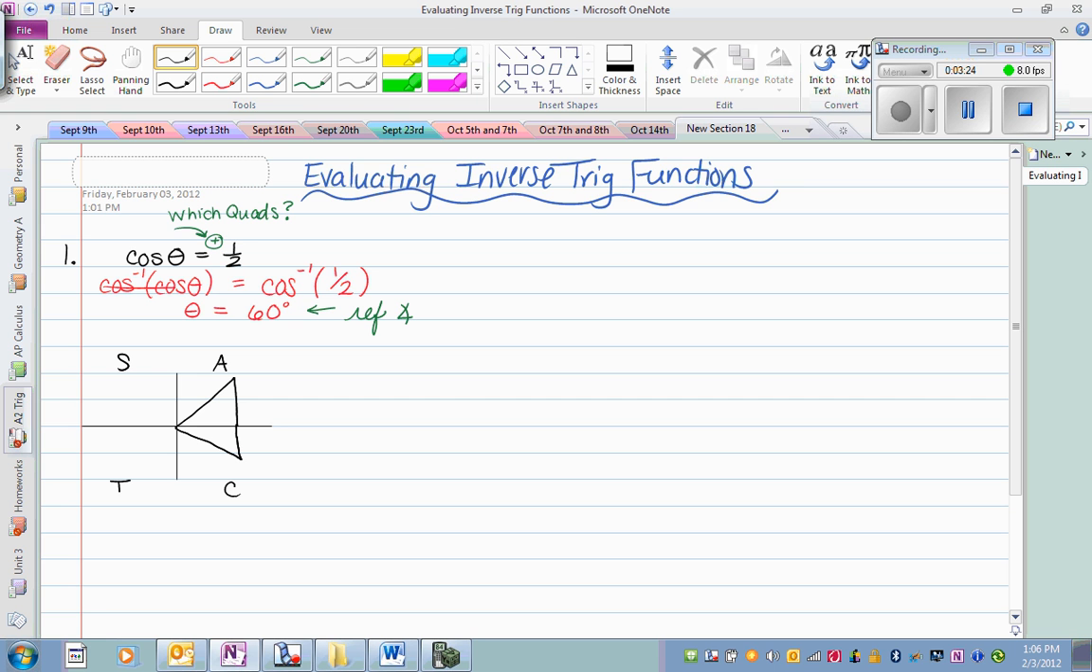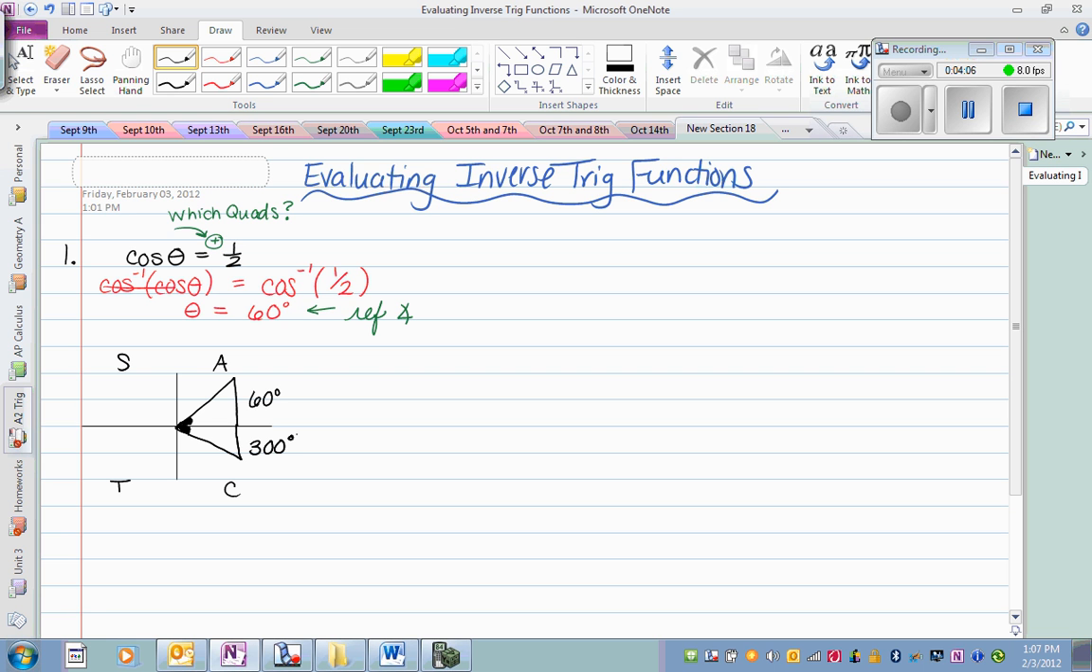Everybody cool so far? So the reference angle, the angle that those triangles make with the x-axis, this angle right here is 60 degrees more than 0. What's 60 more than 0? Surprise! This angle is 60 less than 360. What's 60 less than 360? 300.